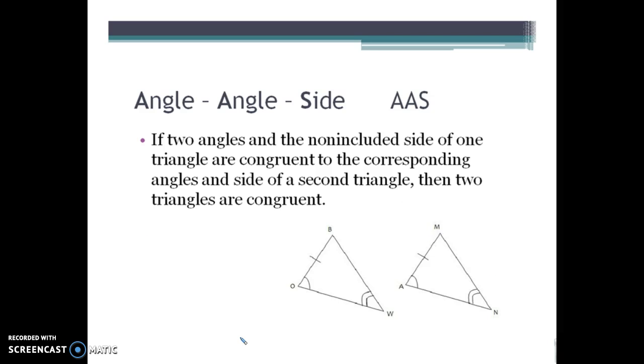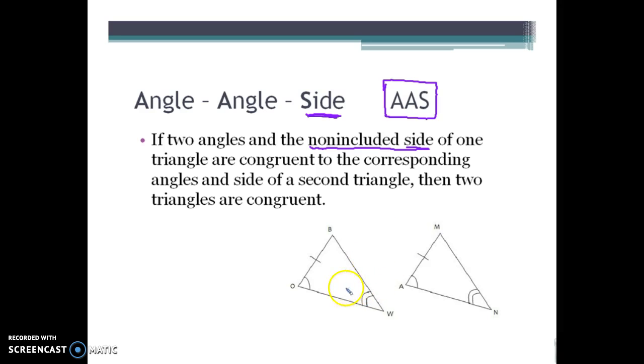The last congruence postulate is angle, angle, side. Last time the side was between the two angles. Now the side is on the outside, so it's only touching one of the angles. This is called a non-included side. Angle, angle, side is when two angles and the non-included side of one triangle are congruent to the corresponding angles and side of a second triangle. Then the two triangles are congruent.